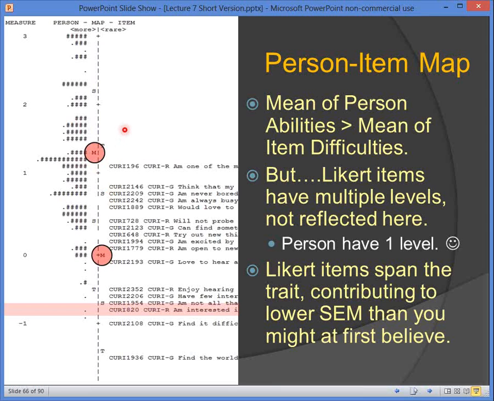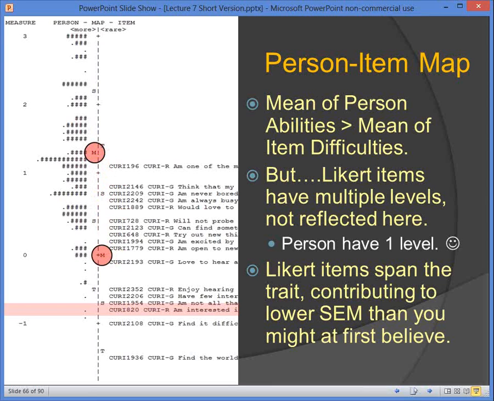Okay, so the item map puts the persons and the items in the same frame of reference. You can see over here on the left there's a vertical line. Just to the left of this, you see this letter M. This is the mean of the person abilities. Here is the mean of the item difficulties. There's about 1 or 1.2 logits difference between the item difficulties and the person abilities.